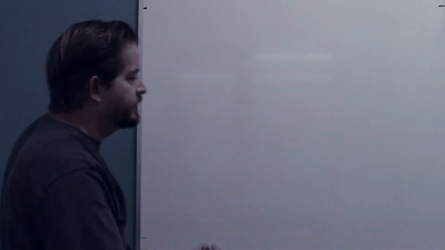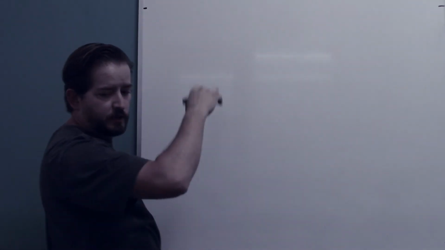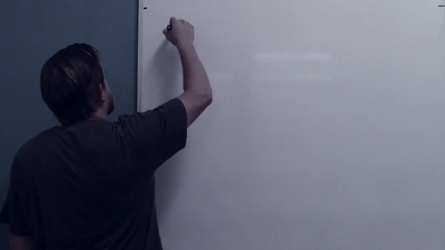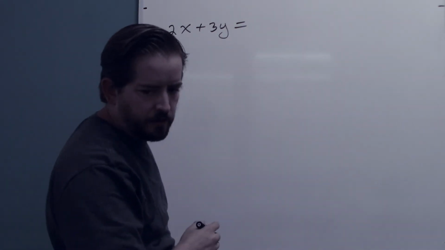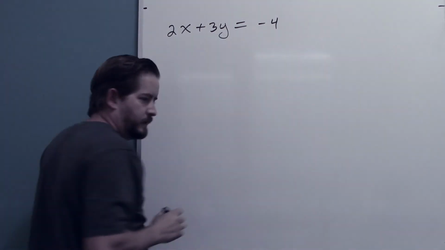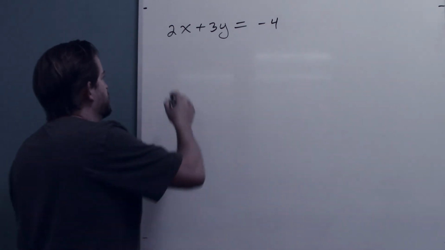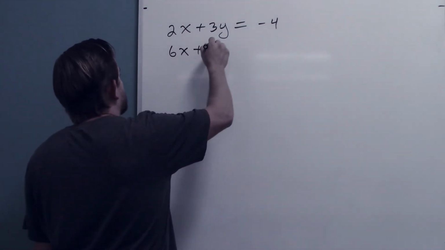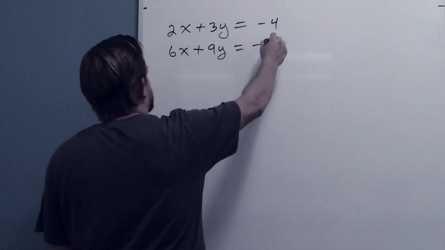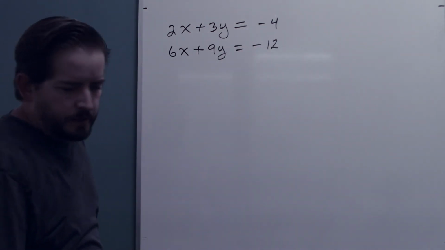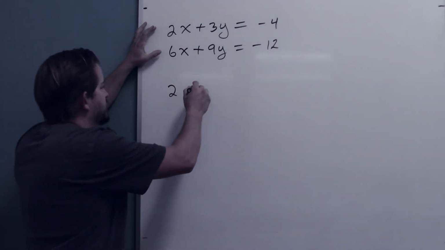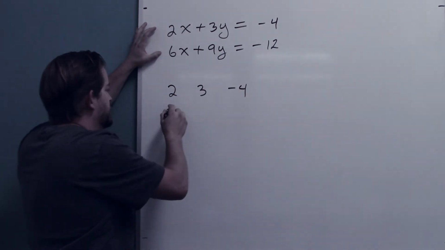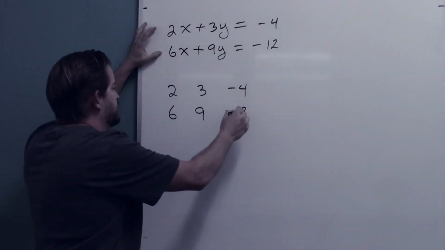You'll never guess what the outcome of the next example is going to be. Kidding, of course, you probably already have. 2x plus 3y equals negative 4. And 6x plus 9y equals negative 12. Okay, so if I write this as a matrix, right? 2, 3, negative 4, 6, 9, negative 12.